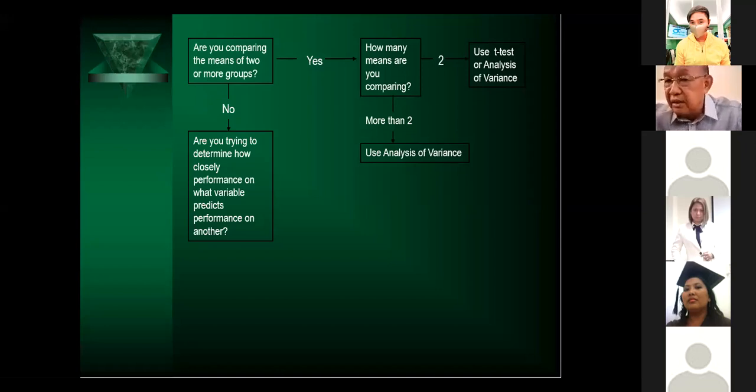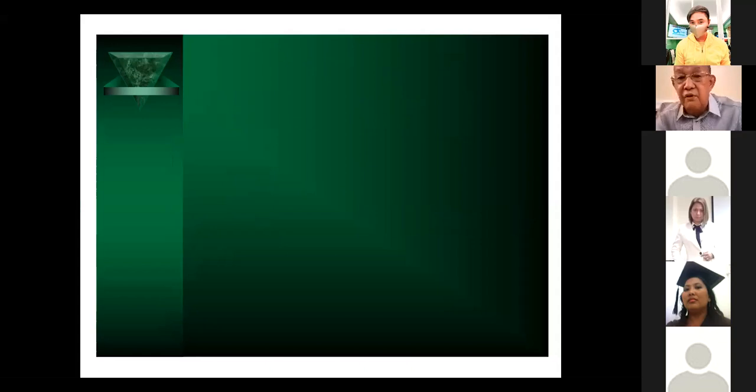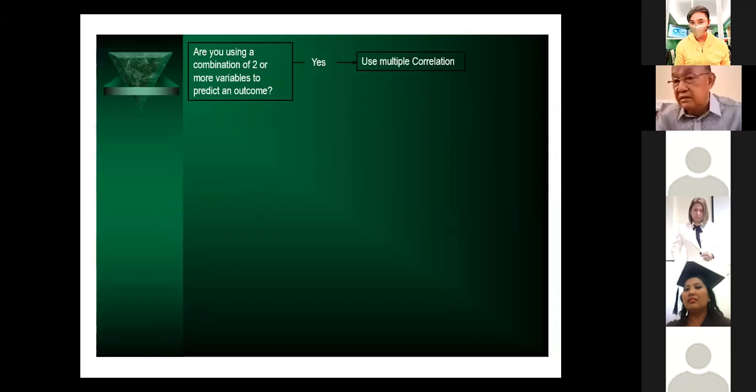There is an issue of prediction, my dear co-teachers. No? This is a prediction issue. You would like to predict what will happen to Y for any change in X. According to Vokel, if your answer to that question is no, think again. You either need a statistic not covered in these two chapters or have a mistake in your thinking. But if your answer is yes, Vokel is very definite. He is saying, are you using a combination of two or more variables to predict an outcome? If your answer is yes, according to Vokel, use multiple correlation. If we are talking about relationships, no?